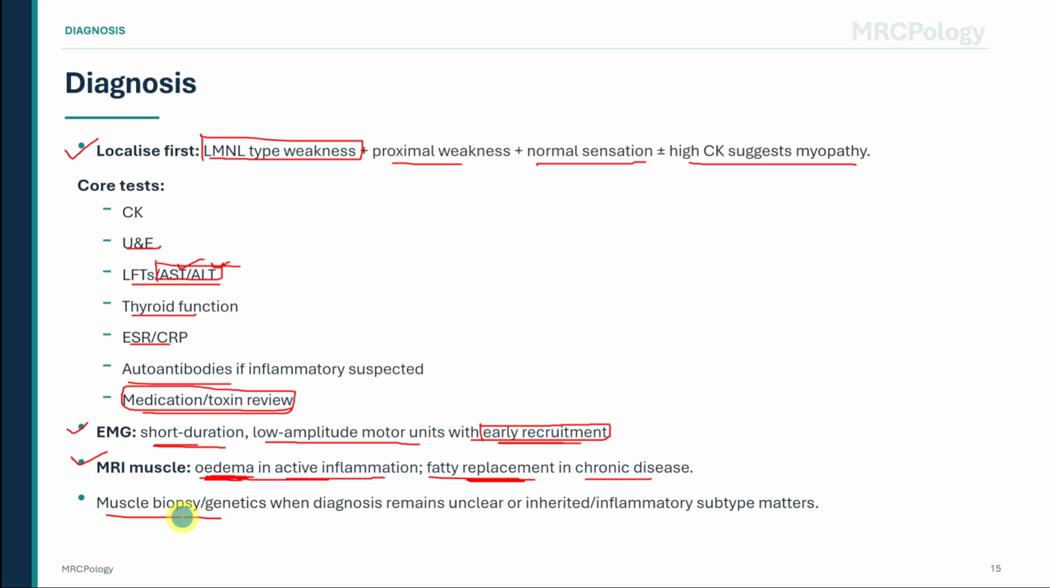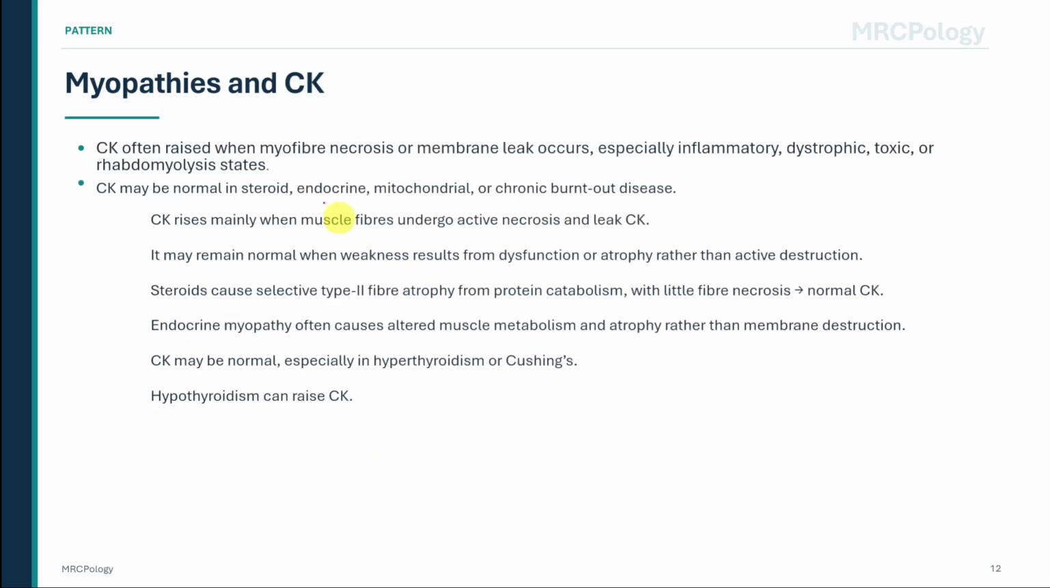Muscle biopsy may be required when the diagnosis remains uncertain or when distinguishing inflammatory subtypes will change management. Genetic testing is increasingly important when an inherited myopathy is suspected. The investigation should be guided by the phenotype rather than ordering broad tests without clinical direction. CK requires careful interpretation.